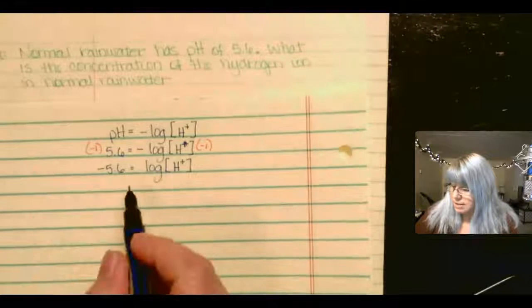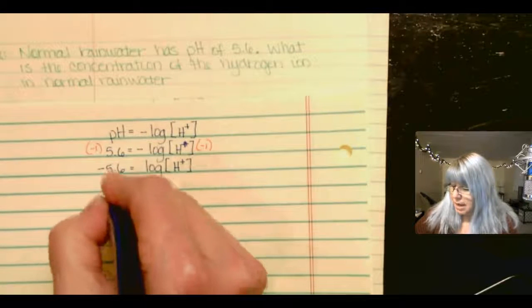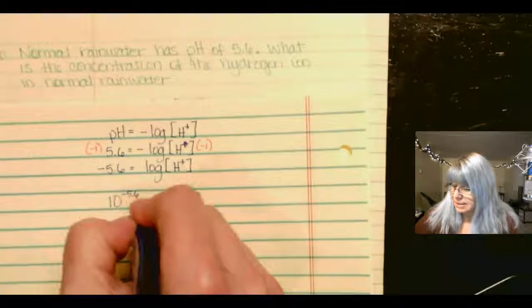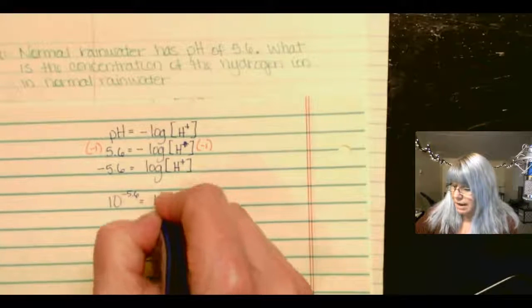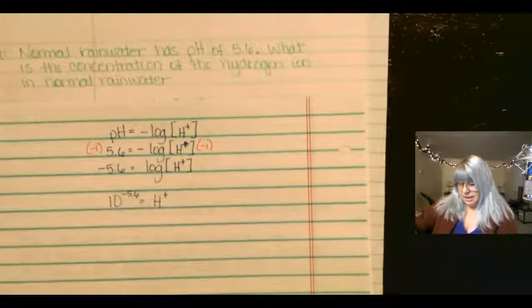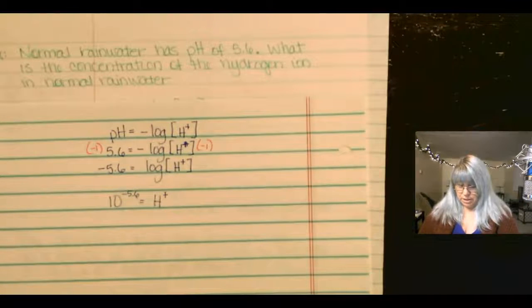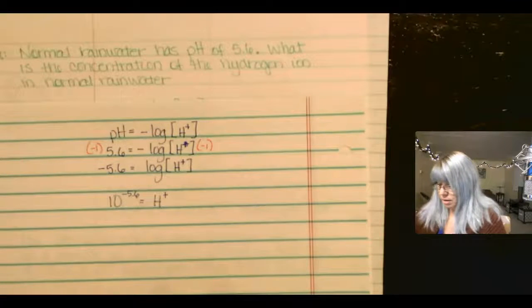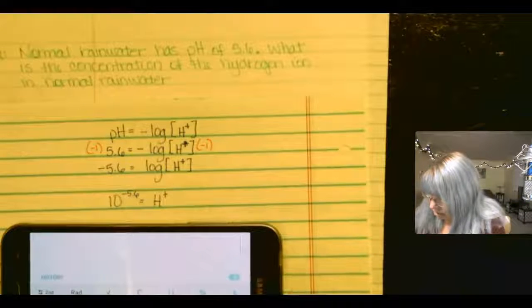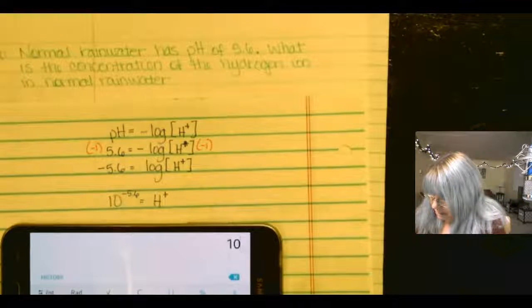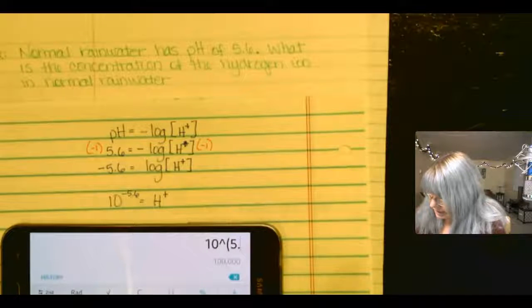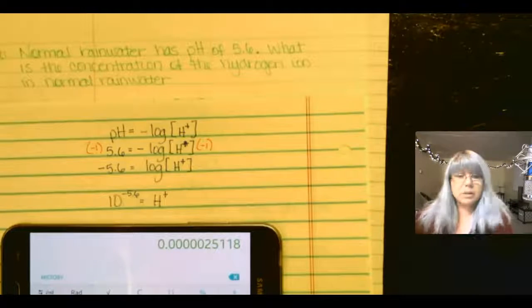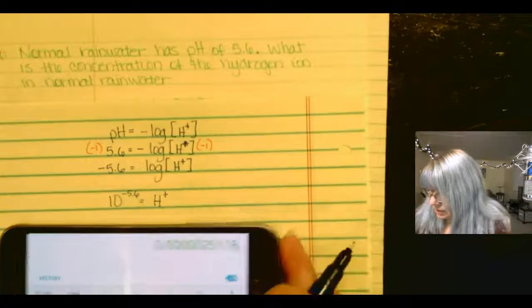Now I can rewrite this. The base is 10. The power is negative 5.6. That's going to equal our answer, the amount of hydrogen. All right, so let's get out our phone calculator. 10 to the power of negative 5.6, and I have to change it afterwards. There we go.